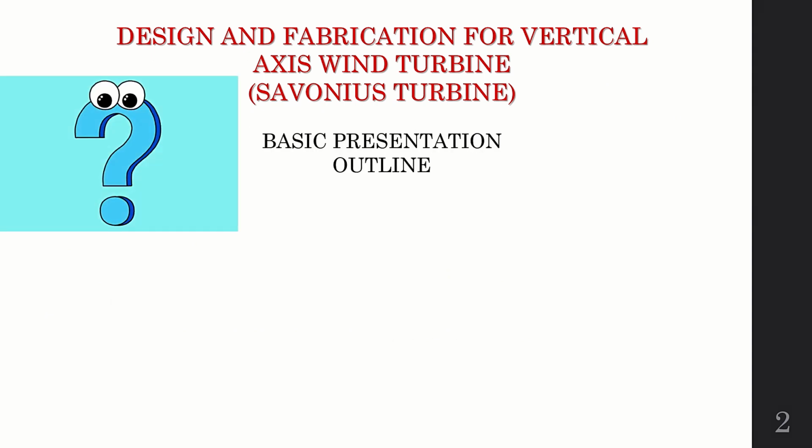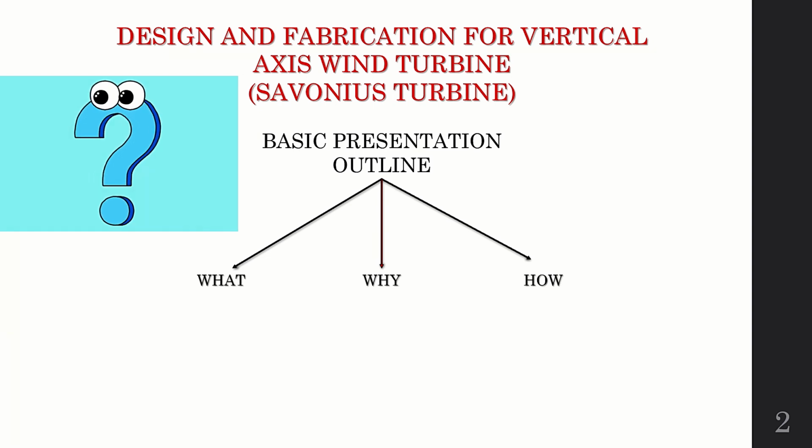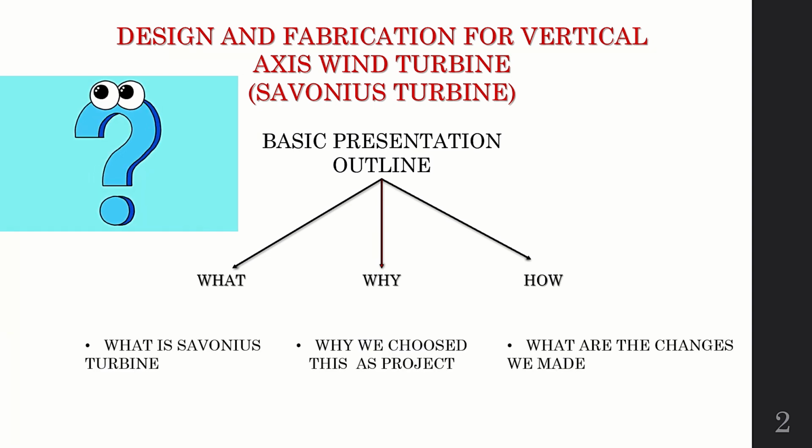Let's see the basic presentation outline and content for this presentation. We divided this presentation into three aspects: what, why and how. What is a Savonius turbine? What is its basic principle? Why we chose this as our project, and what changes we made to increase the efficiency of the turbine and make our project successful.